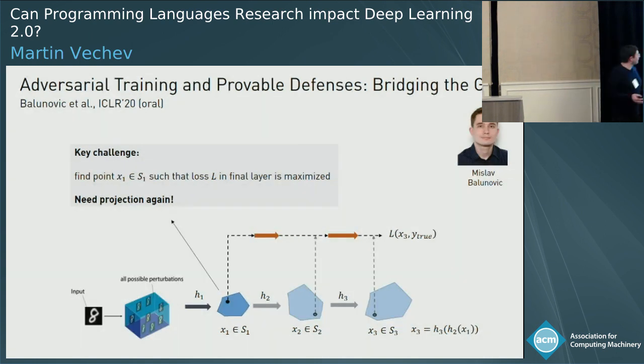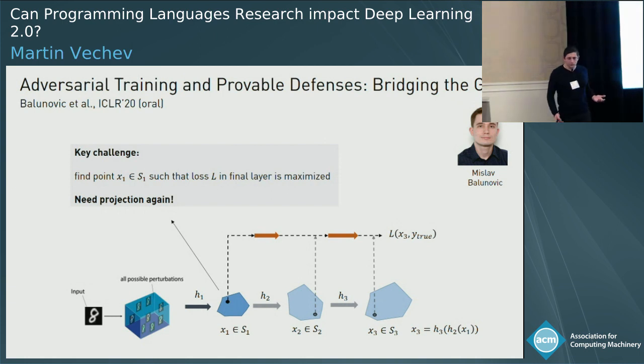And there's this work that we did after this insight, which I think is a new way to do provable training. This is an oral paper at ICLR this year, with Mislav, another great ETH student. And so the idea is super simple.